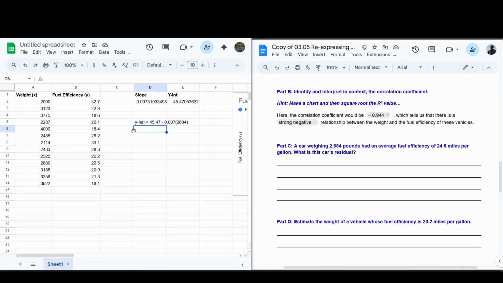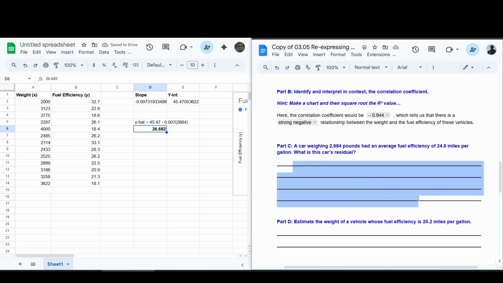And when you do that, you should get 26.682. There we go. 26.682. All right, so this would be our answer.